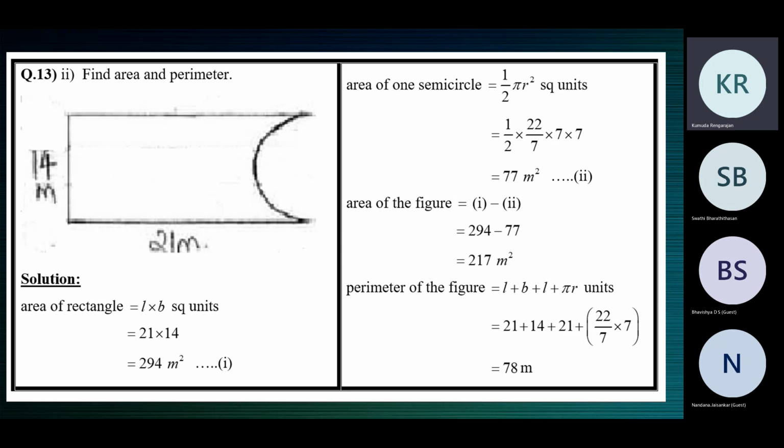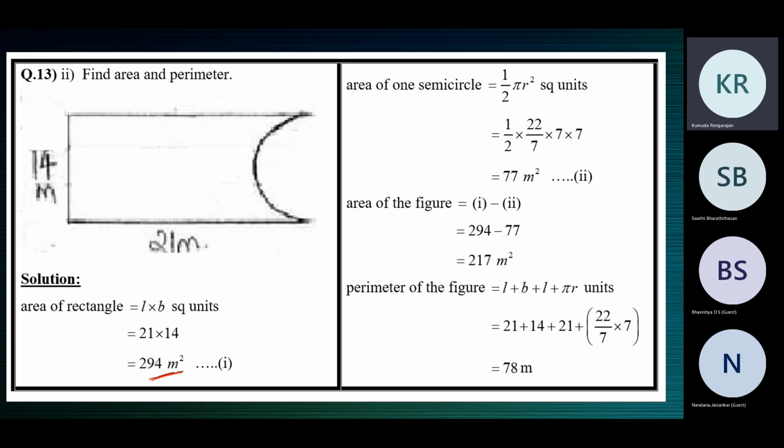So here also in this figure, we have a rectangle. The rectangle is not complete. So we have an incomplete rectangle, that is, a semicircular piece is removed from the rectangle. A semicircular piece is removed from one side, that is the breadth of the rectangle. So the length of the rectangle is 21 meters, breadth is 14.